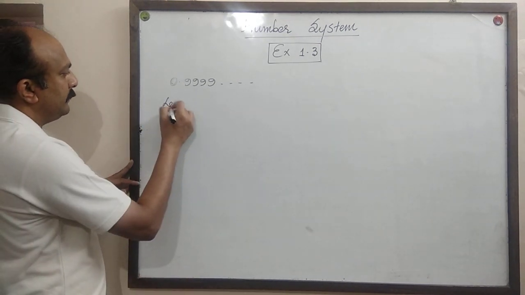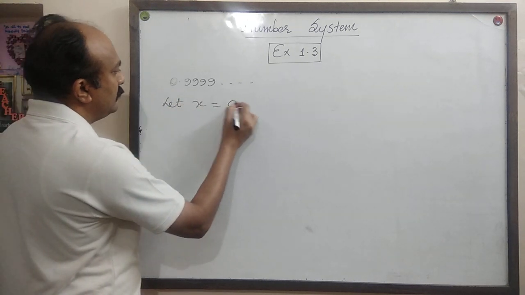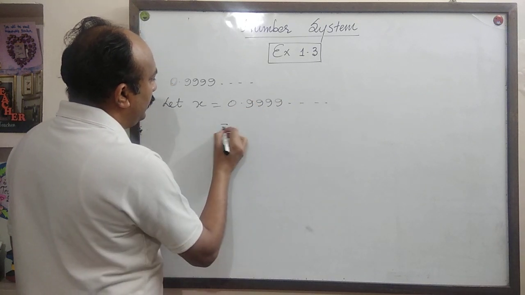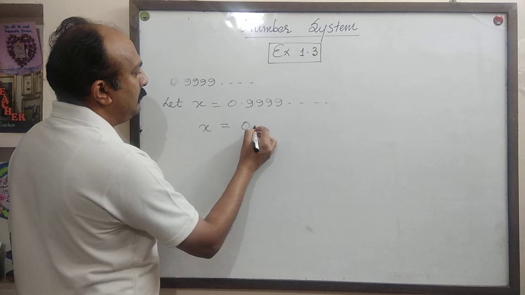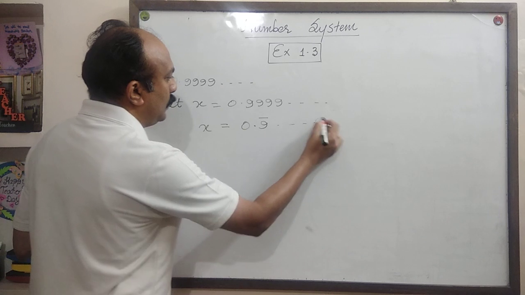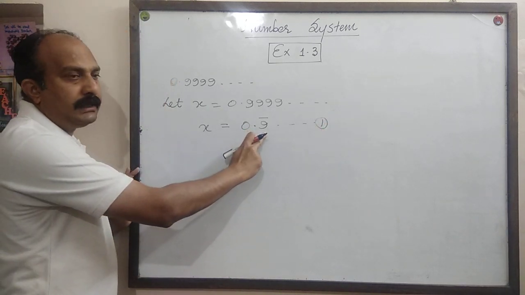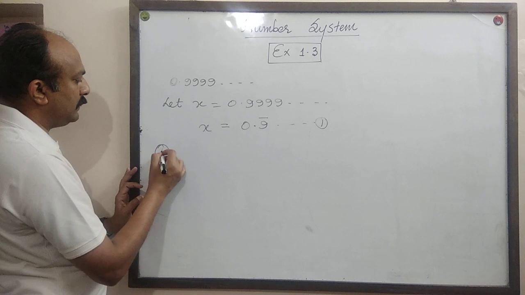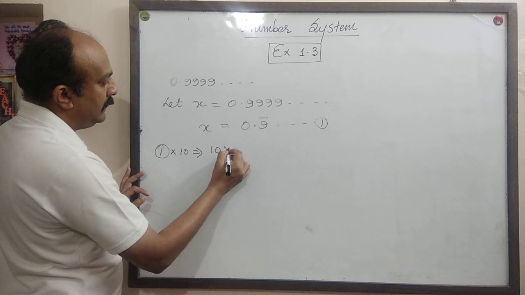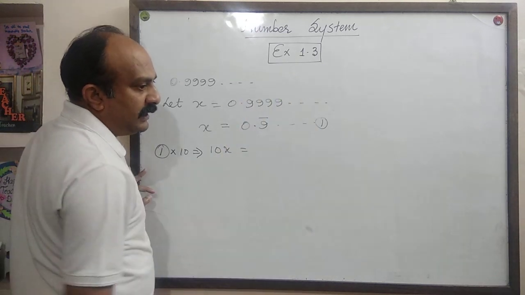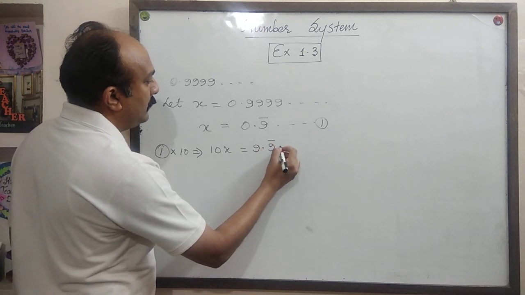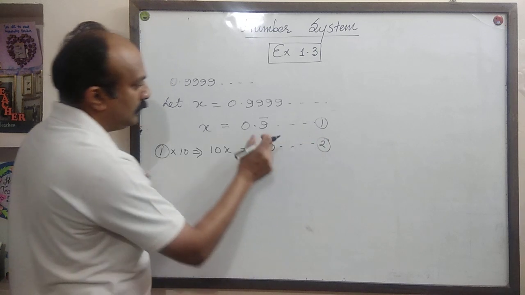So as usual, let x is equal to 0.9999 dash dash. 0.9999 dash dash can be written as 0.9 bar. So this is equation number 1. Since there is only one digit under the bar, we will multiply equation number 1 by 10. It becomes 10x is equal to, decimal is shifted one place to the right, it will become 9.9 bar. This is equation number 2.